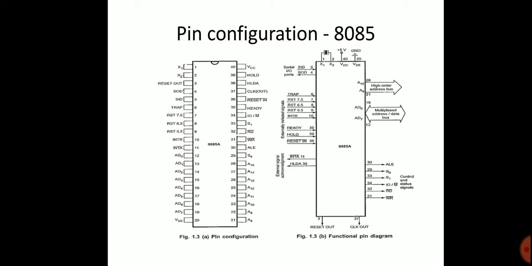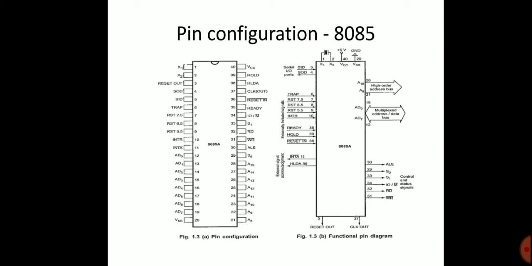Now we are going to discuss interrupt signals. The 8085 has 5 hardware interrupt signals, that is RST 5.5, RST 6.5, RST 7.5, TRAP and INTR, interrupt request. The microprocessor recognizes the interrupt request on these lines at the end of the current instruction execution. The interrupt acknowledge signal is used to indicate that the processor has acknowledged an interrupt.